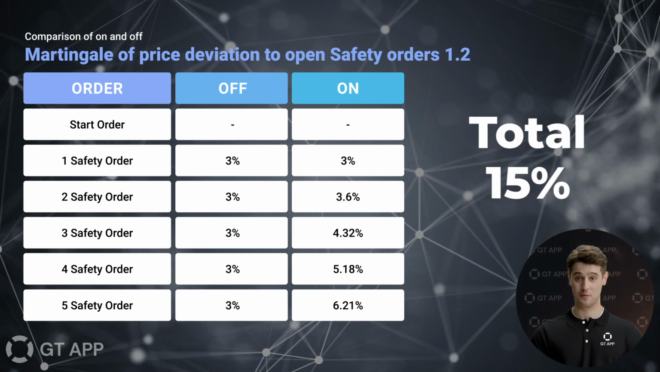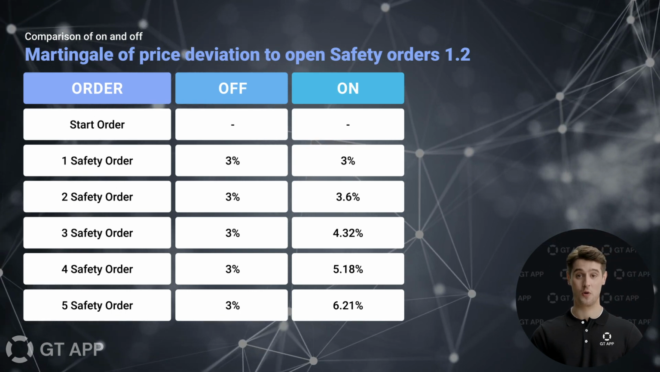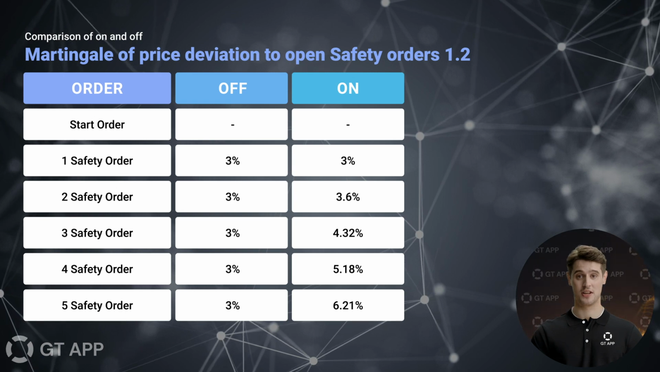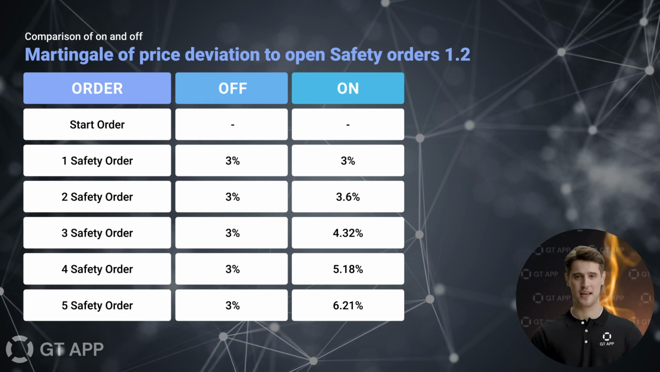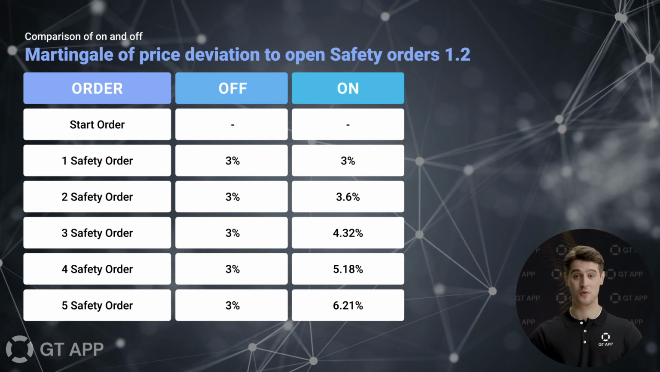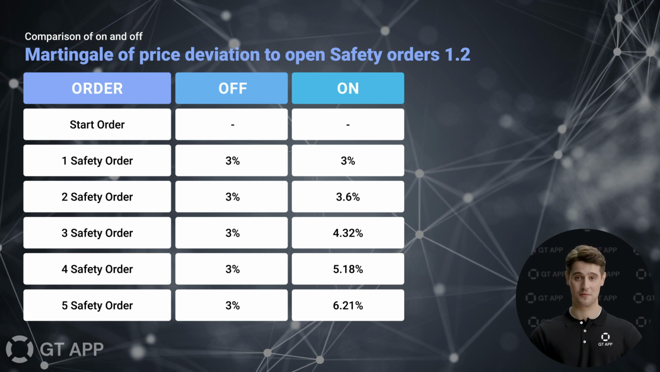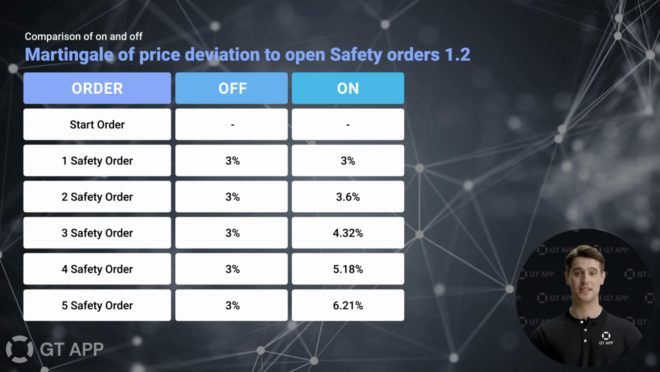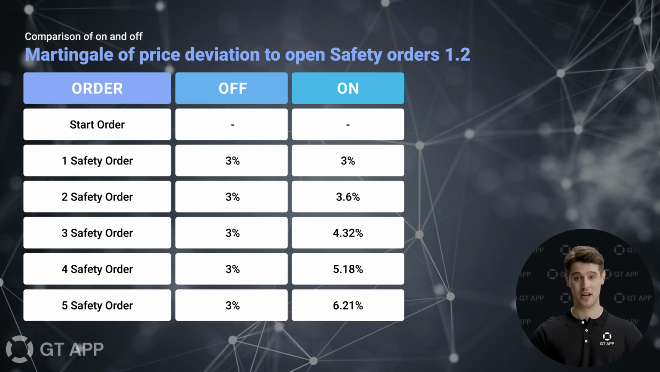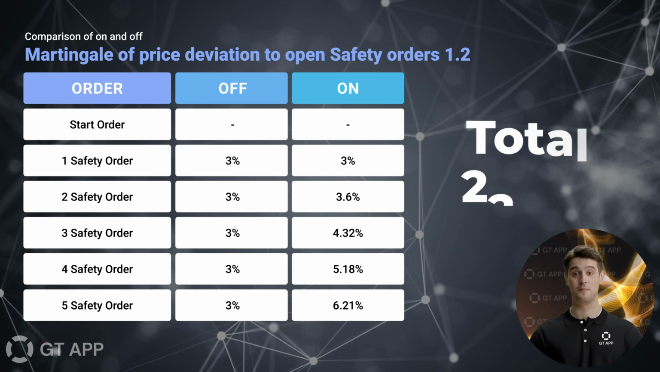Now, let's enable the Martingale Hedging Order Step and set the coefficient to 1.2 while keeping the other settings unchanged. As a result, the first hedging order triggers at a price deviation of 3%, the second at 3.6%, the third at 4.32%, the fourth at 5.18%, and the fifth at 6.21%. This means that in the first case, the hedging orders covered only 15% of the price deviation, while in the second case, it's already 22.3%.